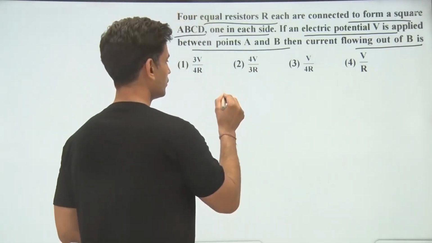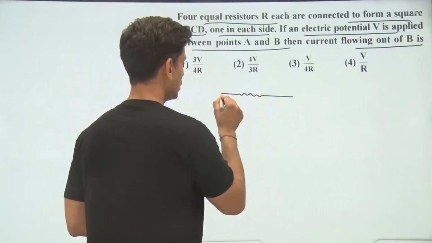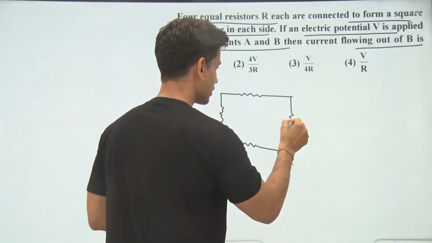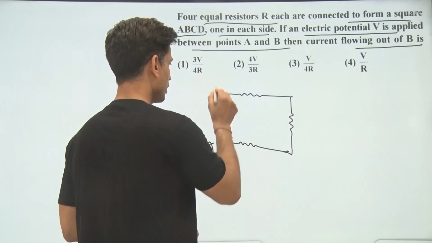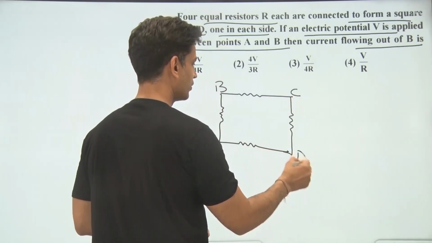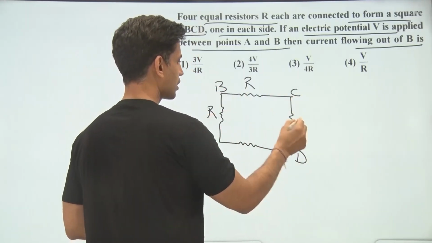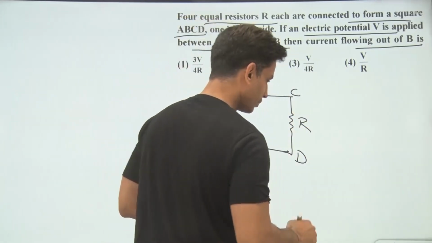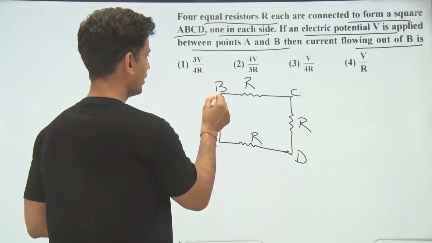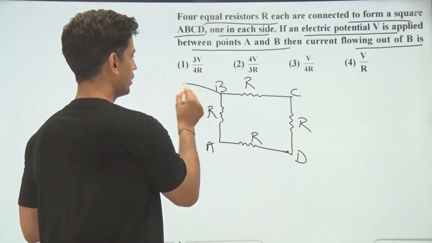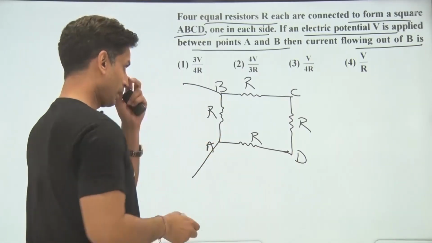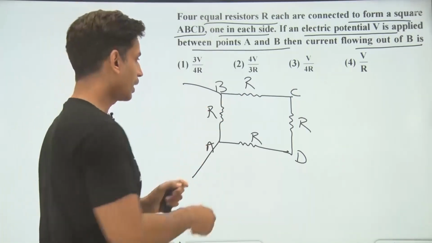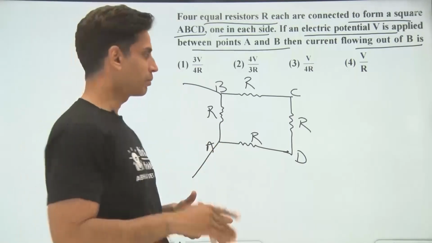First draw the circuit. There are 4 resistors which are represented by the sides of a square like this. This is A, B, C and D. The value of each resistor is R. Now we have applied a potential difference between A and B, and we have to calculate the current out of B. That is the current drawn from the battery.